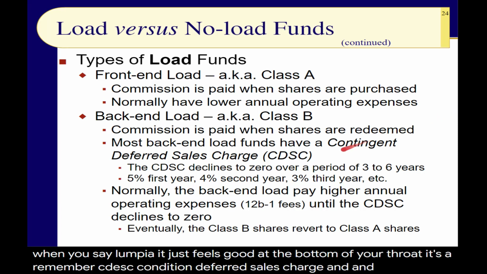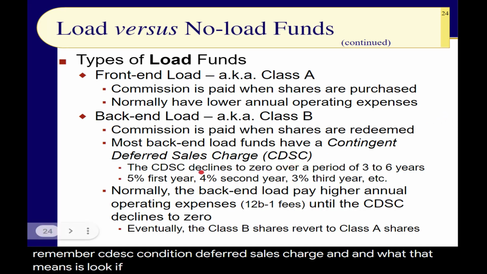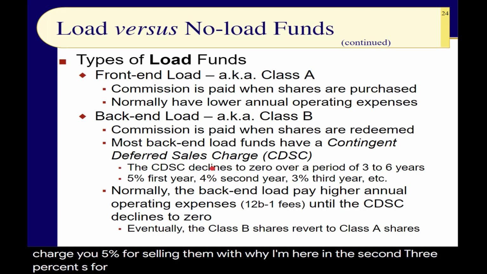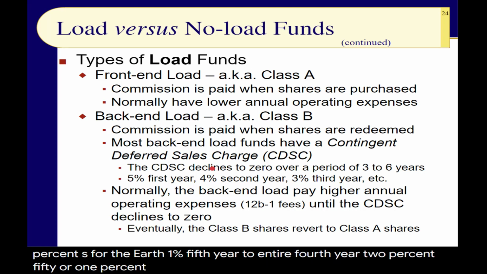Remember, CDSC, contingent deferred sales charge. What that means is, if you sell your shares in the first year, we're going to charge you 5% for selling within 1 year. In the second year, we'll charge you 4%. Then the third year, 3%. Fourth year, 2%. Fifth year, 1%. And then after 5 years, you don't pay any sales charge.